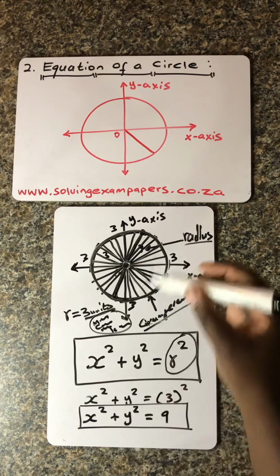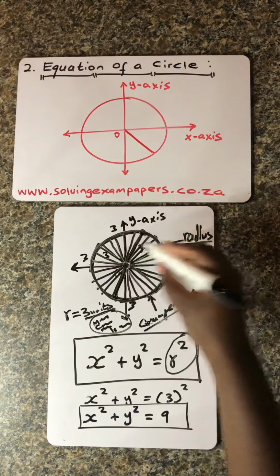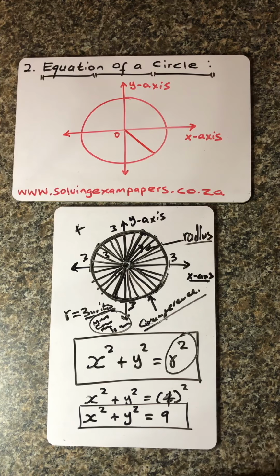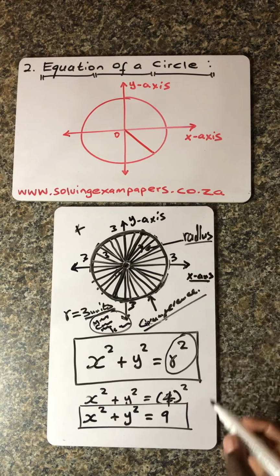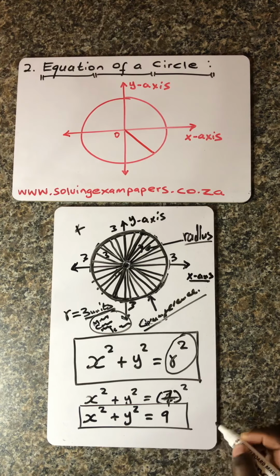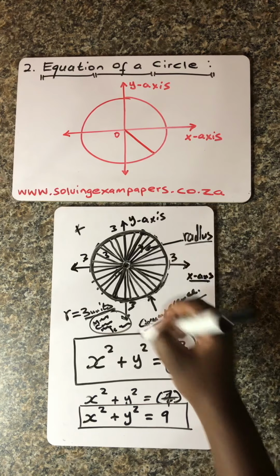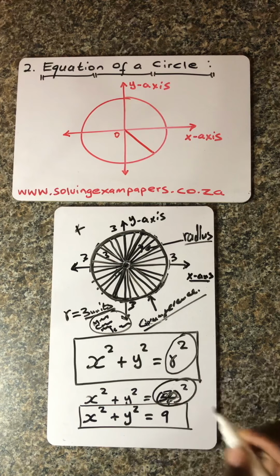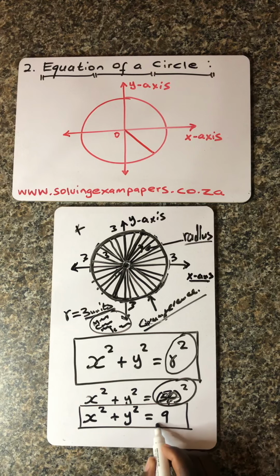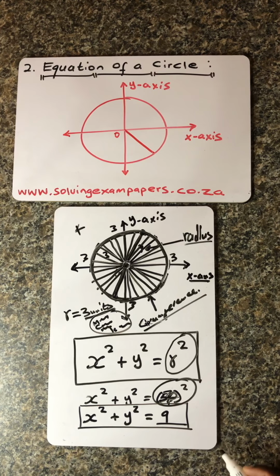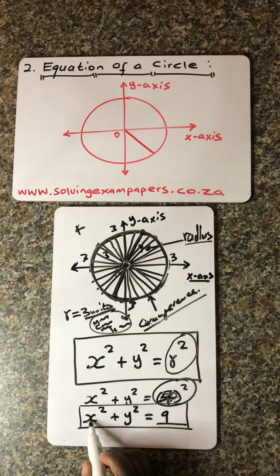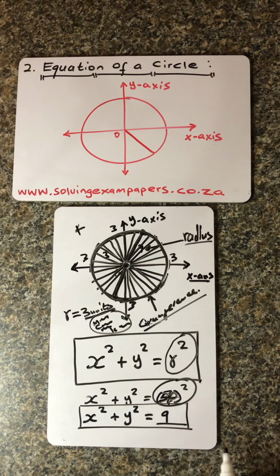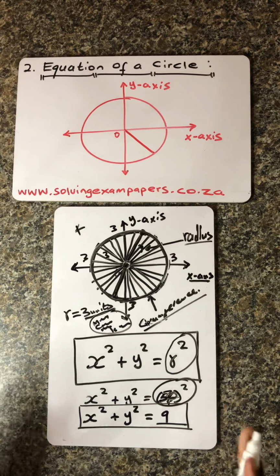So what if the radius was 4? Then you substitute 4. What if it was 7? You substitute 7. What if it was 50? You substitute 50 and punch all of this on a calculator. Whatever you get on your calculator, that's what you write over there. Then it means x squared plus y squared is equal to 9. Very, very important. So that's how you answer that question.